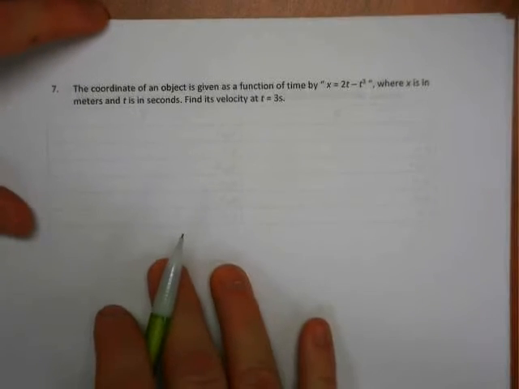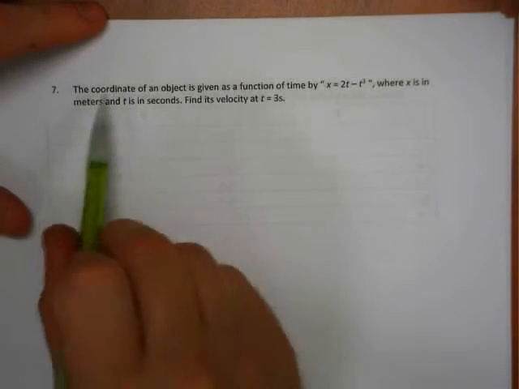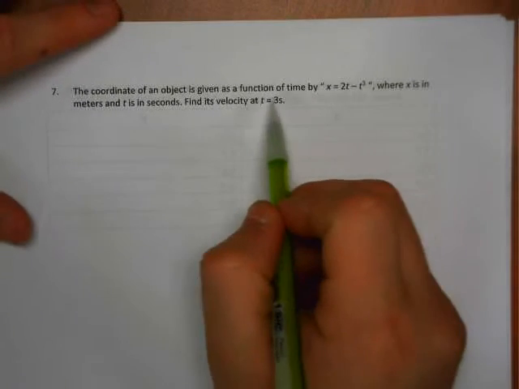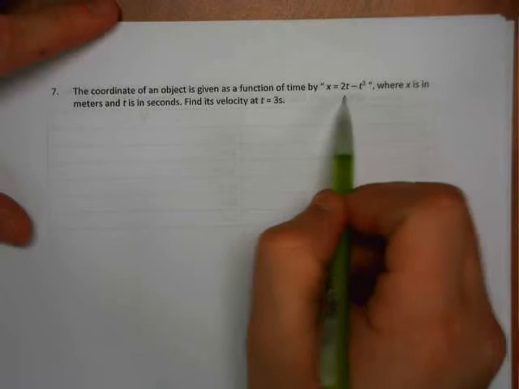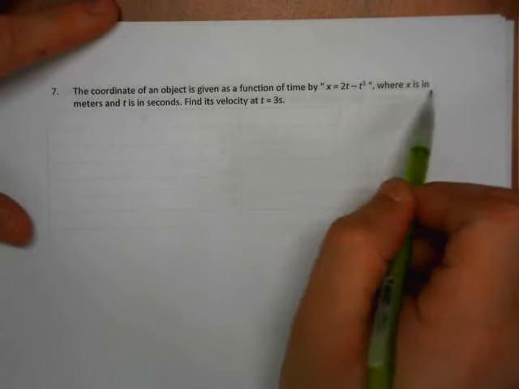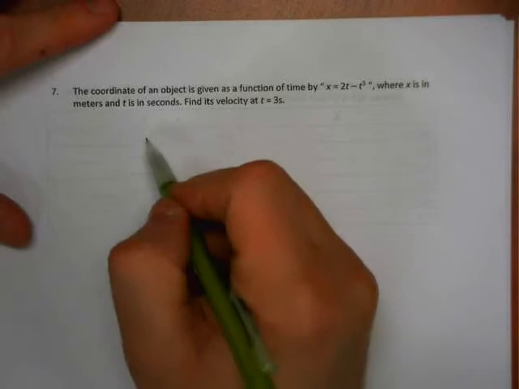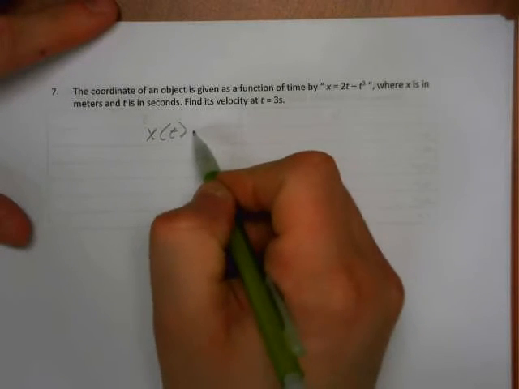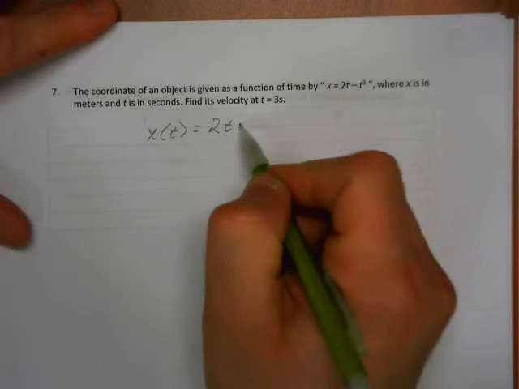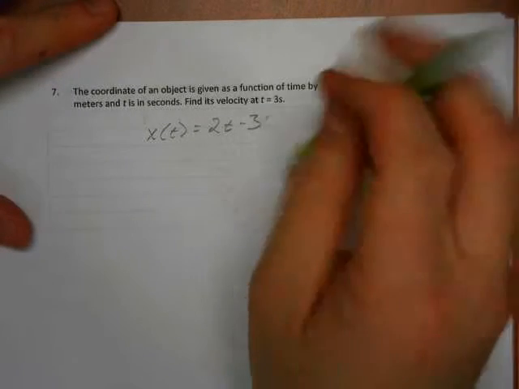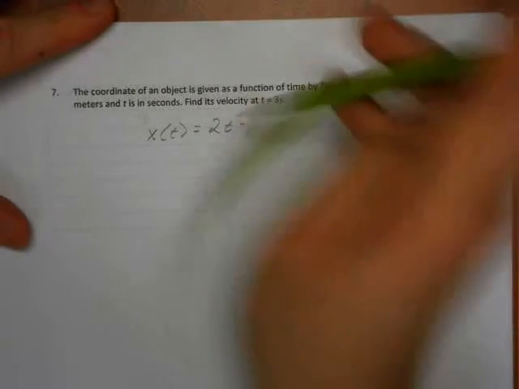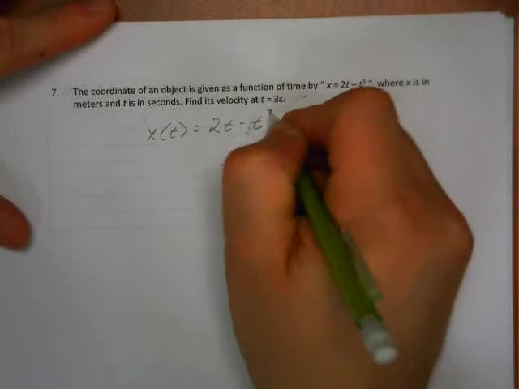Okay, we have one of these calculus problems here. The coordinate of an object is given as a function of time by this equation, where x is in meters and t is in seconds. Find the velocity at t equals 3 seconds. So you have the function x of t, I'll just rewrite that, equals 2t minus t to the third.